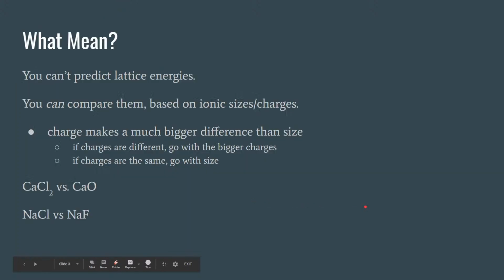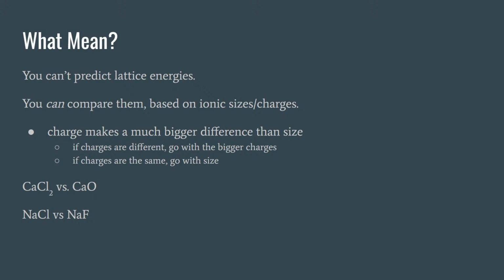All right. So you can't predict lattice energies, but you can compare them. And you will be comparing them based on the physical size and the size of the charge. Okay? And charge makes a much, much bigger difference than size does. Okay? So when looking at two ions, worry about charge first. The size of the ions will only come into play if the charges are all the same.